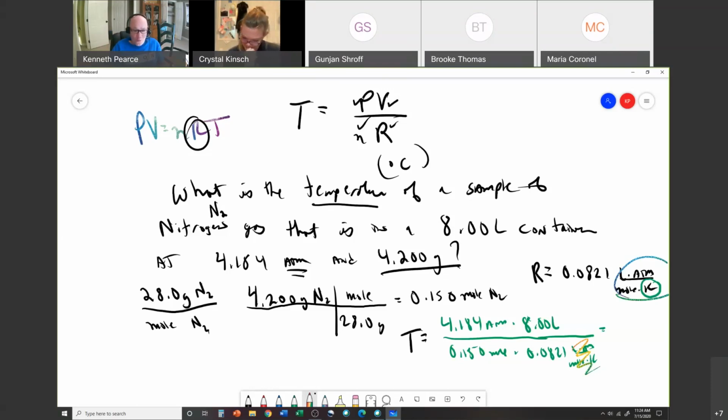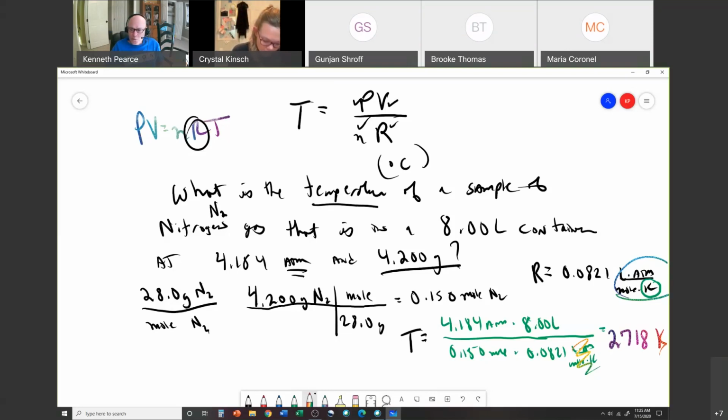So we go 4.184 atmospheres, right? Times 8 divided by parentheses 0.15 times 0.0821, close parentheses, and I get 2,717. Wow, it's a pretty hot temperature there. Let's see, really? 2,717, is that right? Let's see, 34. Yeah, I guess that is right. Yeah, don't ever second guess yourself on these problems. 2718, that's in Kelvin.